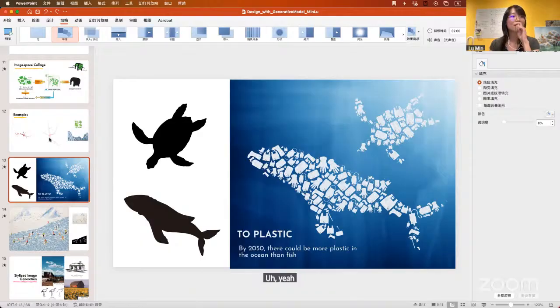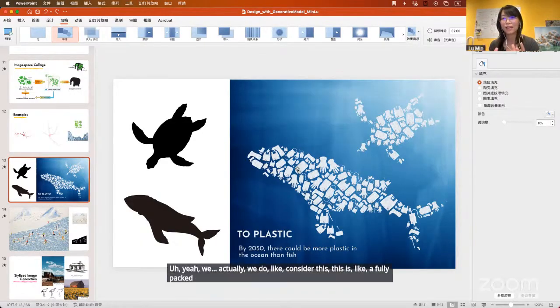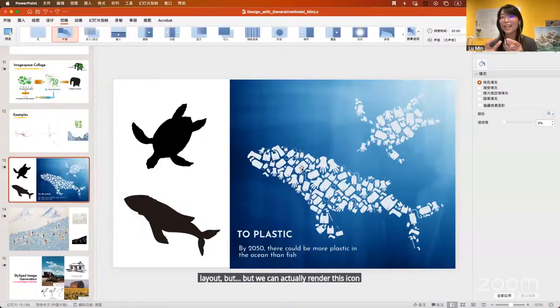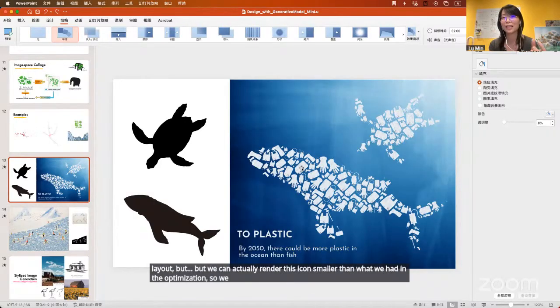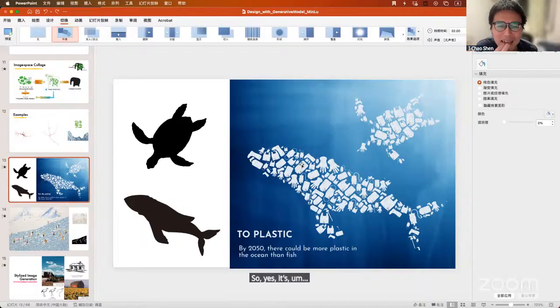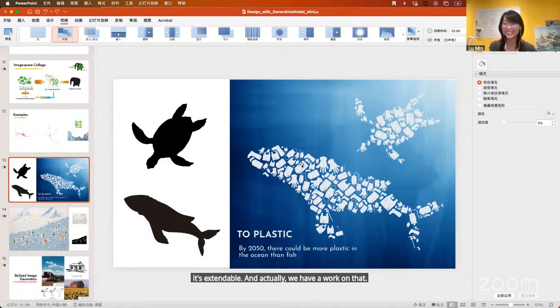Yes, we consider this a fully packed layout, but we can actually render each icon smaller than what we had in the optimization. So we will have some space between the elements. So yes, it's extendable. Actually, I have a work on that. Yeah, it's not surprising.